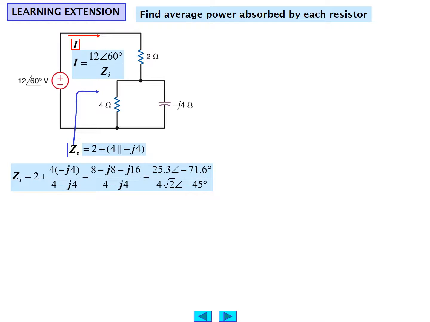Here's the calculation. Z sub I for the entire network would be 2 plus the product over the sum, 4 times minus J4 over 4 minus J4. We can put everything over the common denominator, 4 minus J4. We then would have to recast it in polar form, which we can see here. Again, you should verify the calculation. And as a result, we would get Z sub I is 4.47, angle minus 26.6 degrees.